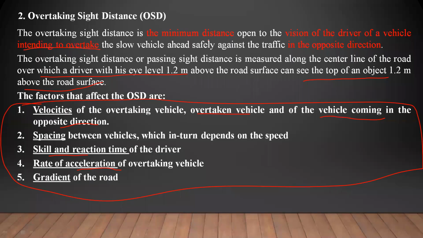Okay, I'll continue. So you can just go through this definition. The overtaking side distance is the minimum distance open to the vision of the driver of a vehicle intending to overtake the slow vehicle ahead safely against the traffic in the opposite direction. Next, velocity, spacing, skill and reaction time, rate of acceleration and gradient. These are the factors which will affect the overtaking side distance. So moving to the next.